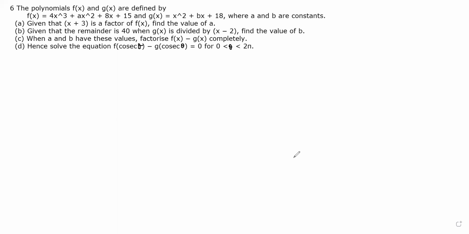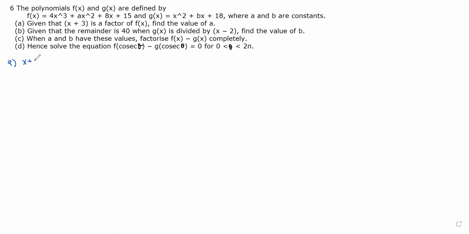Given the polynomials f of x and g of x, where f(x) is in terms of a and g(x) is in terms of b, both a and b are constants. Part A, x plus 3 is a factor of f(x). Find the value of a.